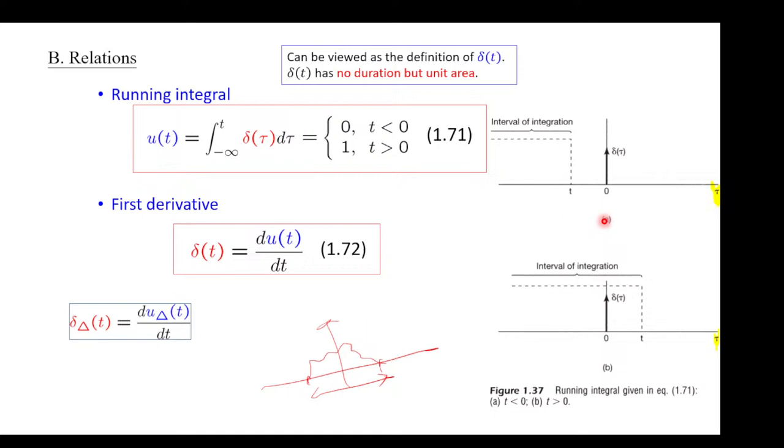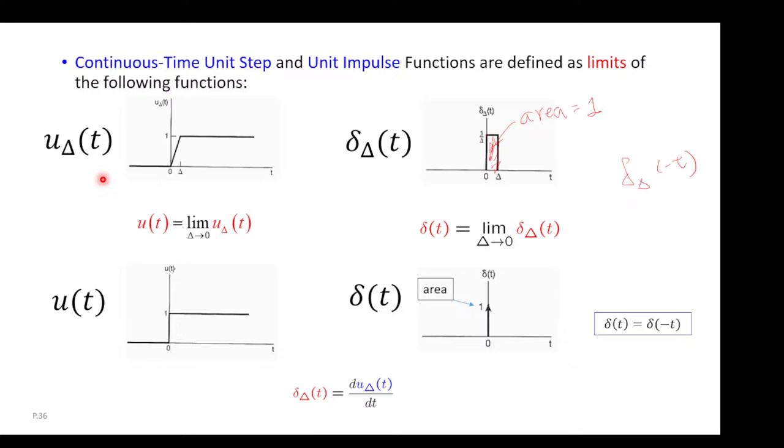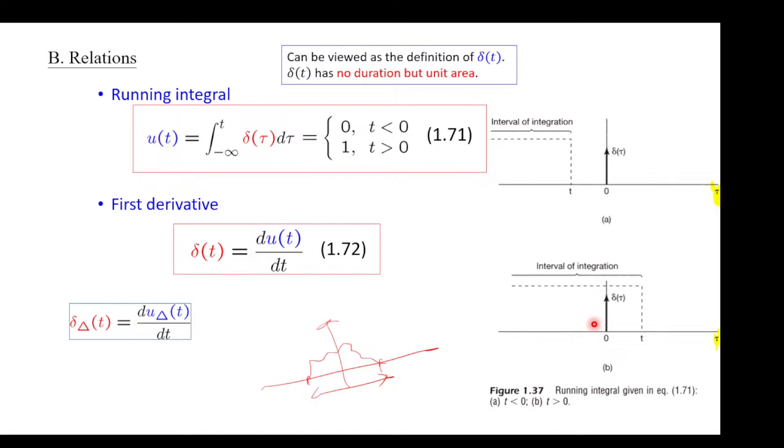The continuous-time unit step function is also defined as the limit of this u sub-triangle thing. It's this slope function, where the slope goes to infinity when the triangle width goes to 0. And we say at t equals 0, u of t is undefined. Okay? And the unit step function and the unit impulse function are related by derivative and integral.